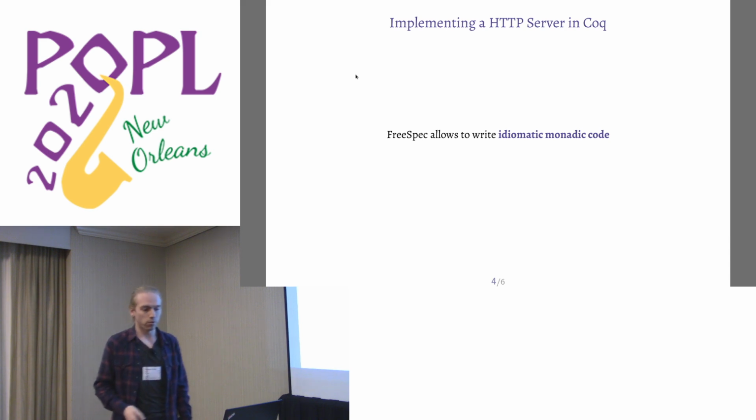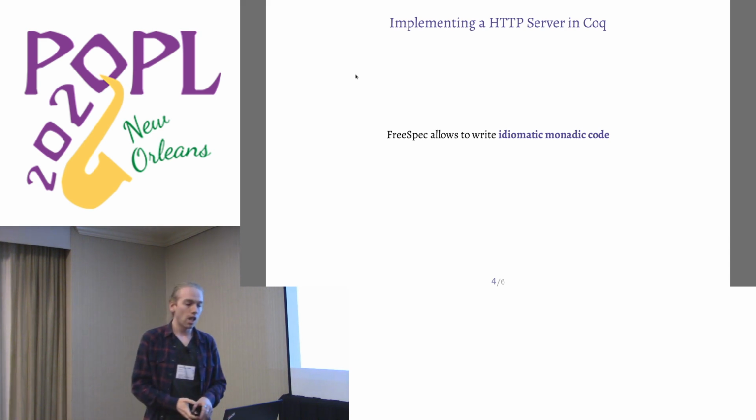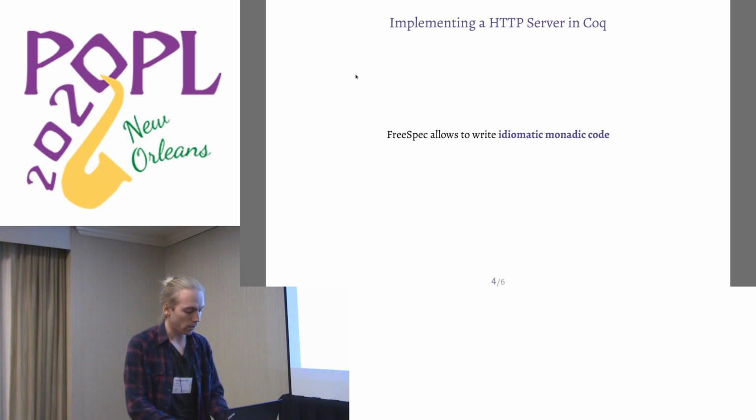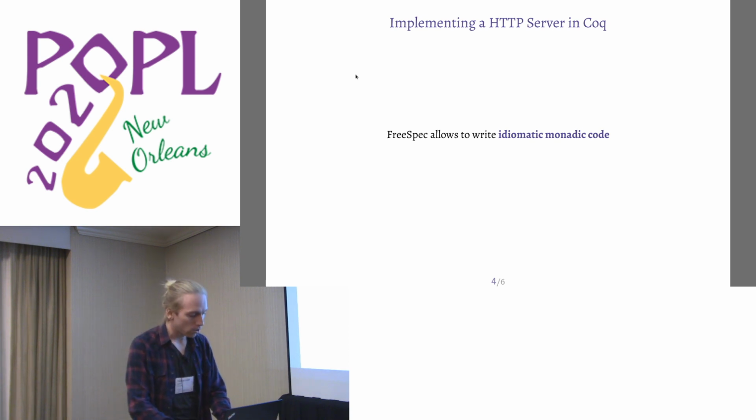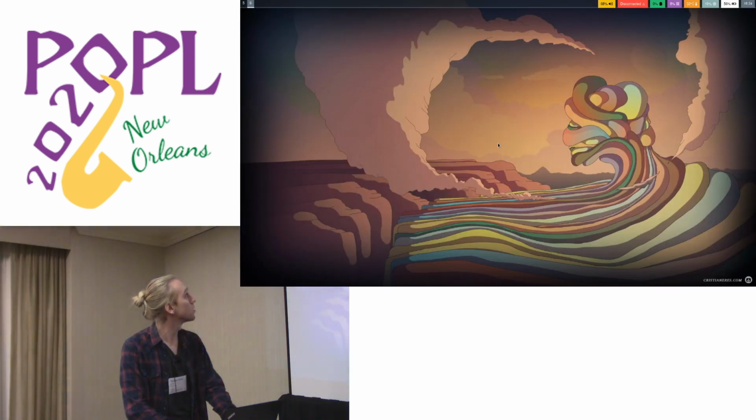So the first step of writing mini HTTP server was to actually implement it. And to do that, we wanted FreeSpec to allow for writing idiomatic monadic code. So this is the part where, sorry, I need to do some first.